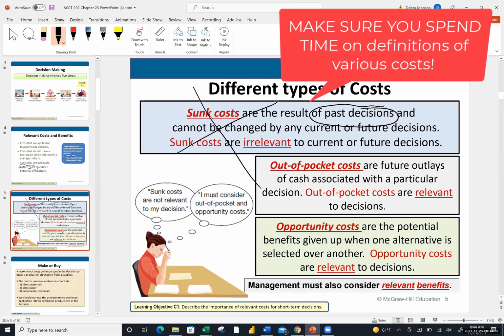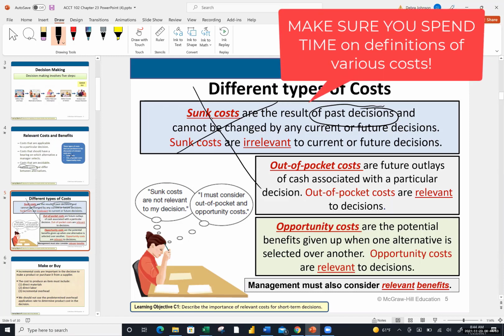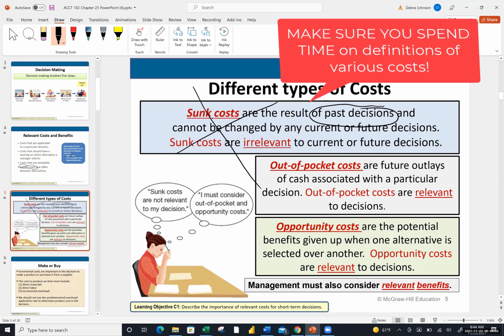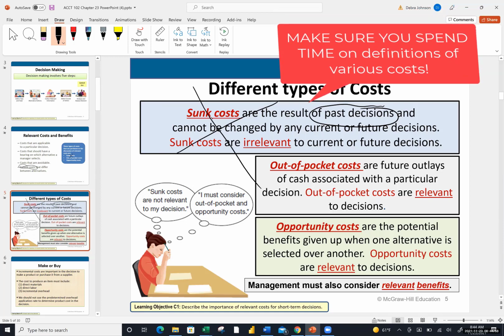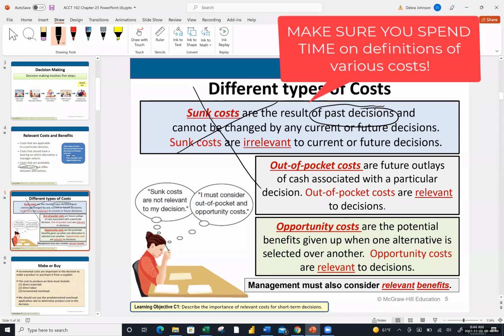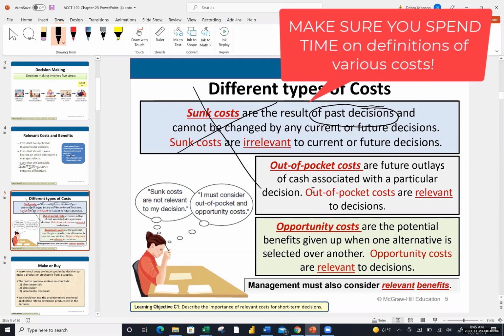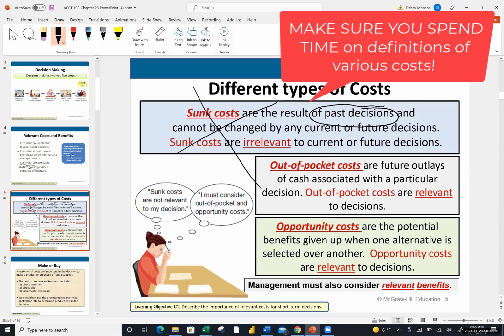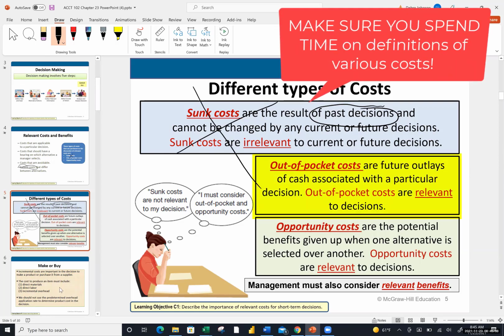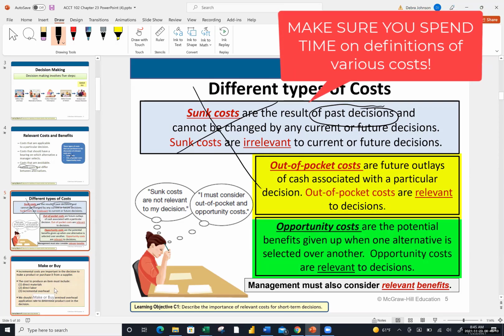And so you're going to see me put an X through it, not because I don't want you to understand the definition. I definitely do. But just because as we're reading through these problems, we want to cross out the things that shouldn't be entering our minds. What we will be taking a look at are future outlays, things that are relevant, like out-of-pocket and opportunity costs.